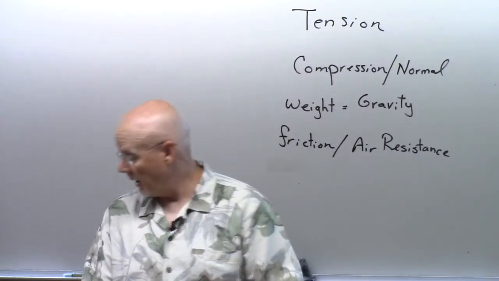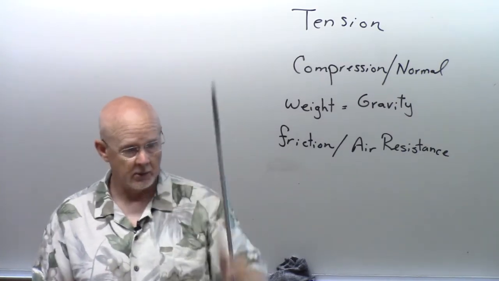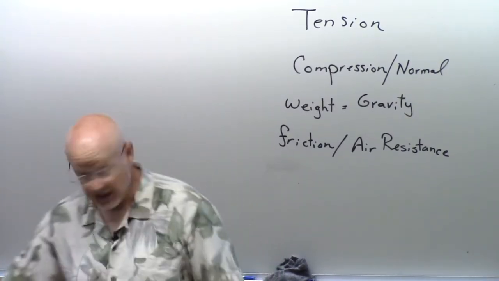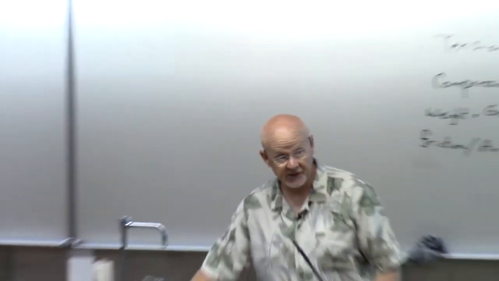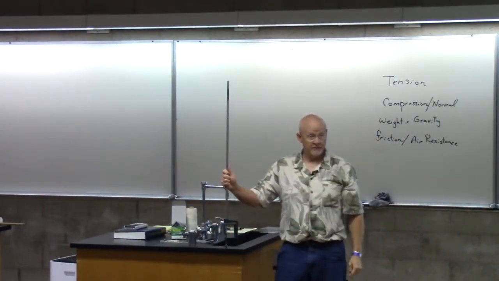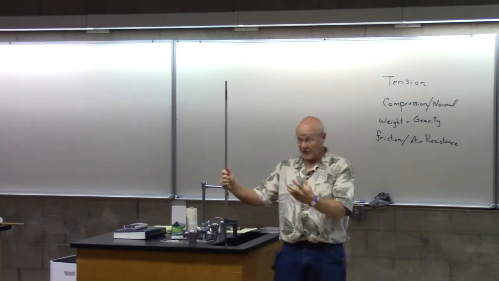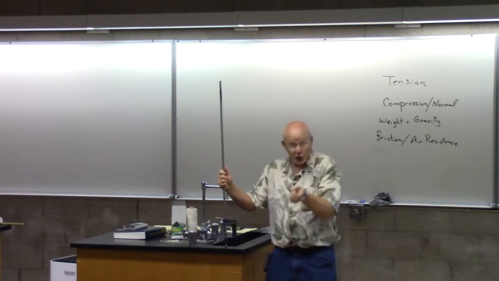So if a line would be represented by this metal rod, and this desk is a surface, then this is the normal. This is perpendicular to the surface. And so this surface, because of the molecules that are in there, are pushing back.